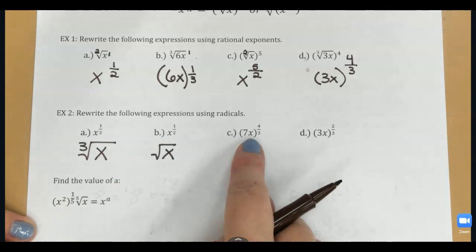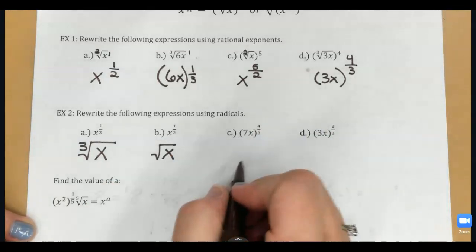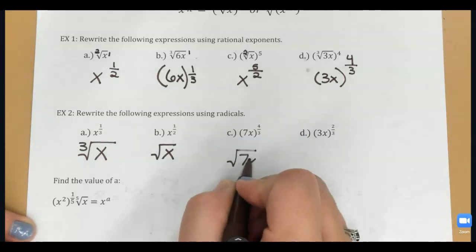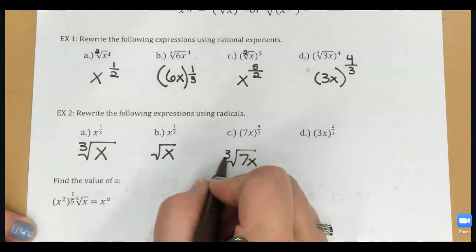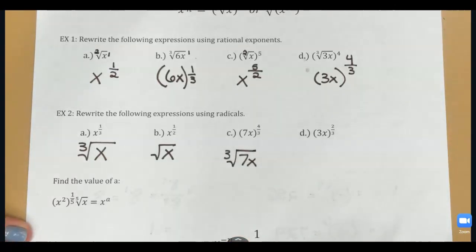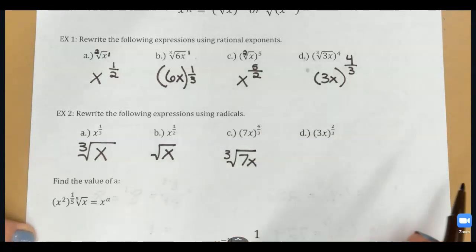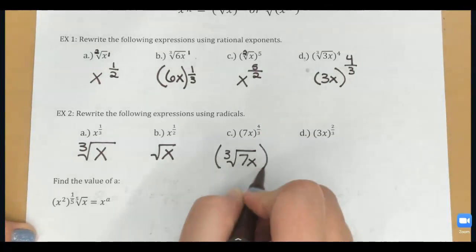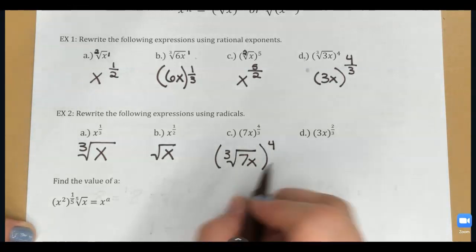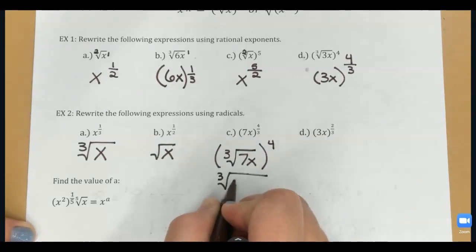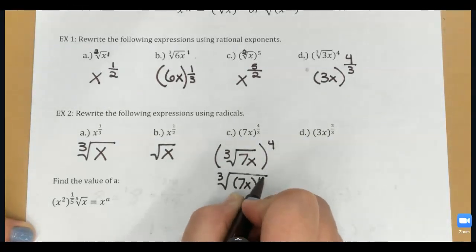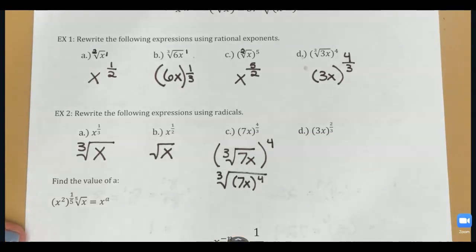On C, I have 7x to the 4/3. So what that means is both the 7 and the x are going to be inside my radical. My denominator is 3, so this is a cube root. And then I have my numerator of 4. So there's actually two ways that I can write this. I can put the 4 outside of the radical, or I can put it inside the radical as long as my 7x is in parentheses, because again, that exponent is applying to both parts, not just the x.